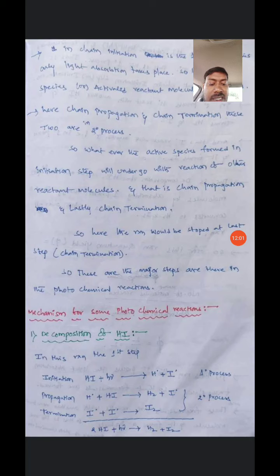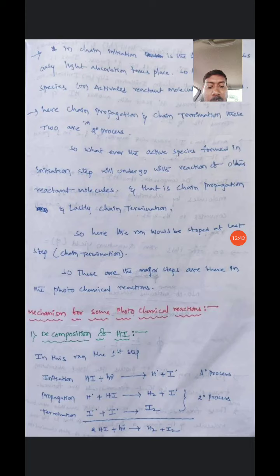In this reaction, the first step is the initiation step. Hydrogen iodide is the reactant molecule, and it absorbs the light h nu and gives a hydrogen radical and an iodine radical. Two radicals are formed. This is the primary process, the initiation step.